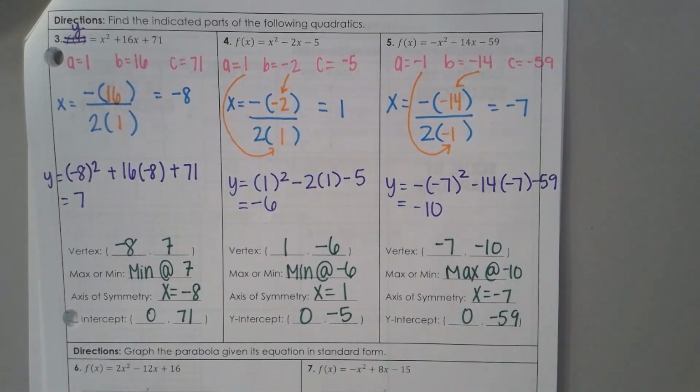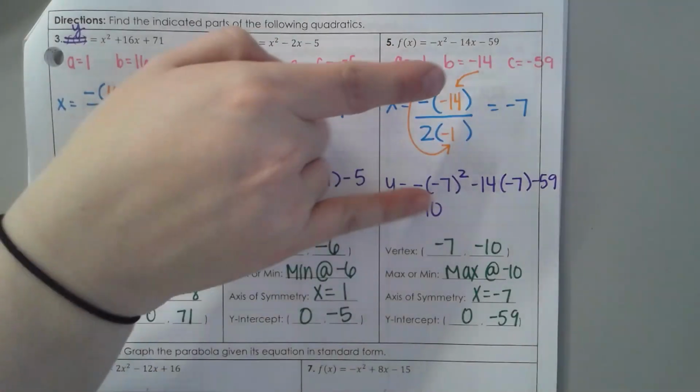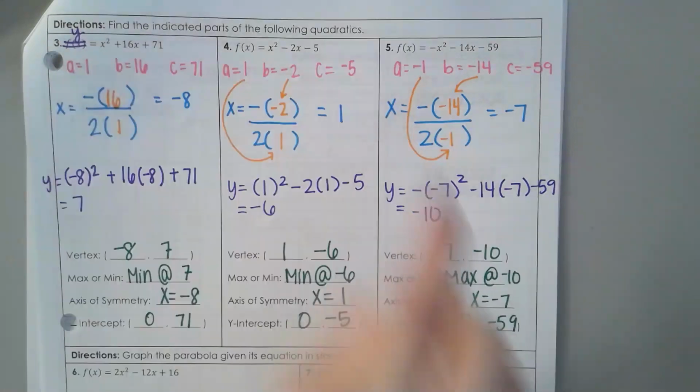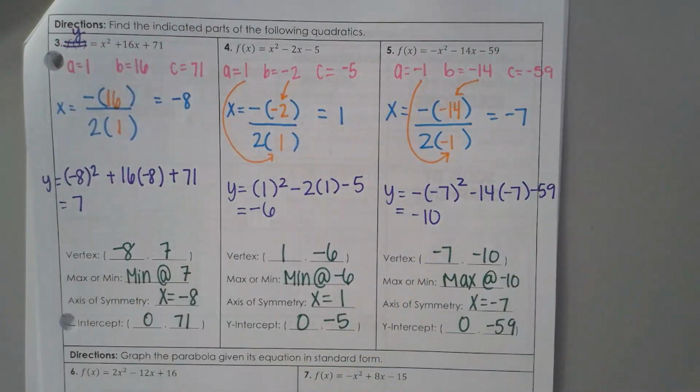So are there any questions on where I got any of this? The only thing I have issues with is the minimum vertex and all that. So these numbers, that is your vertex. What we found here, the -7, -10, that was finding the vertex.